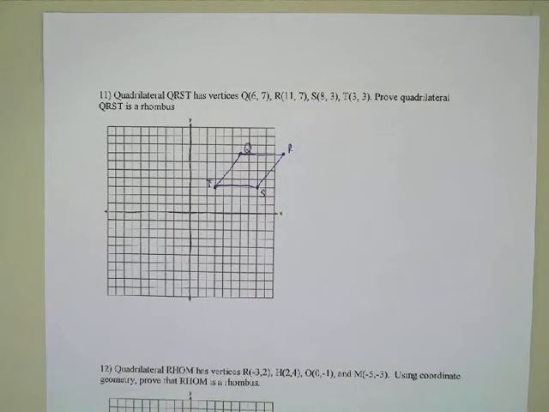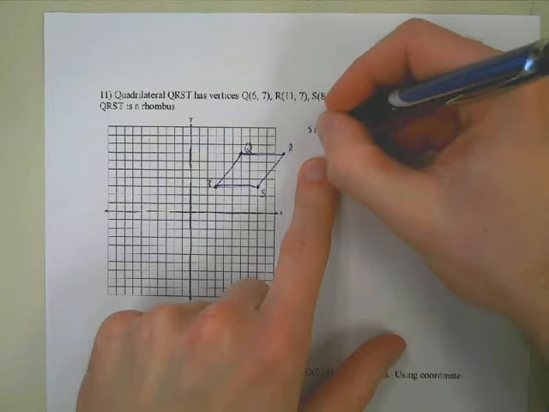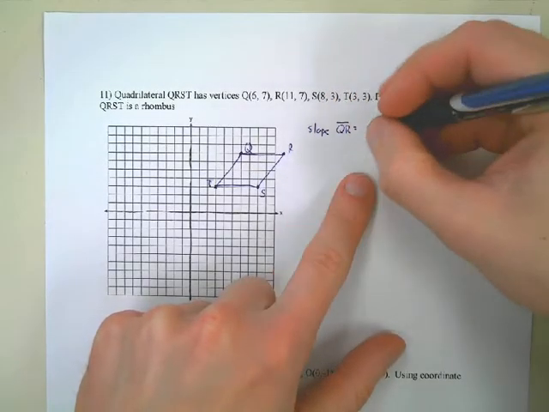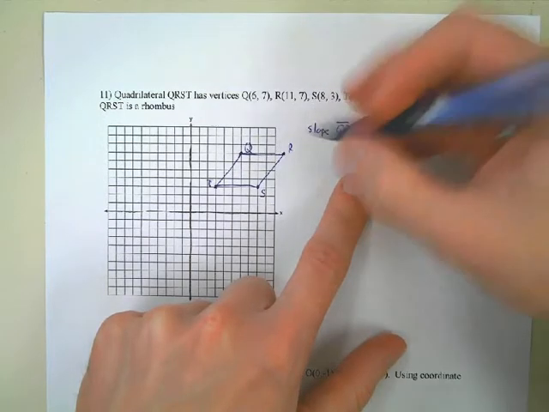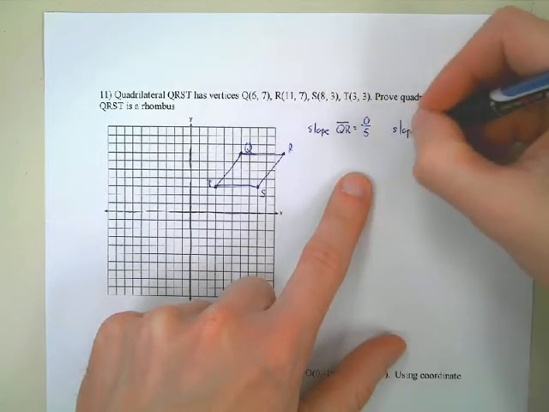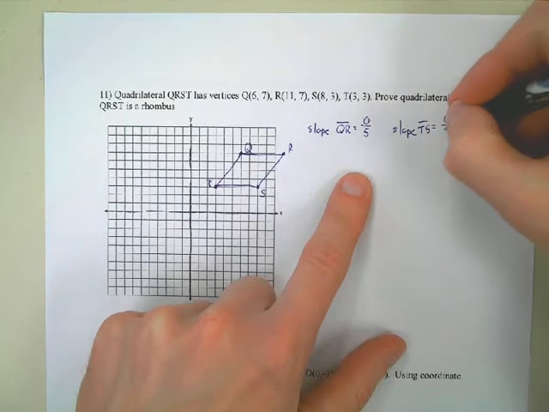So our first step here, Mary, once we graph this, what do you think we should do to kick things off? What should be our first calculation, maybe? Okay, the slopes of all the sides? Yep, that sounds good to me. So slope of QR, that's pretty easy to calculate. The rise is 0, the run is 5, and the slope of TS also has a rise of 0 and a run of 5.